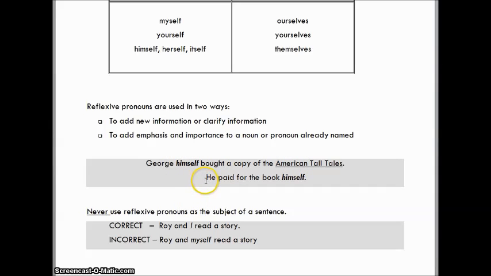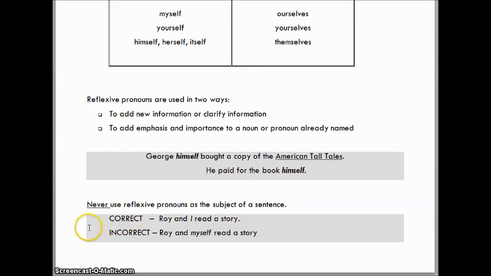In the second sentence, he paid for the book himself. In this case, himself again is referring to he, which refers to George from the previous sentence. So George is still the antecedent. In this case, we are adding emphasis that he's paying for the book himself. We wanted that to be very clear.